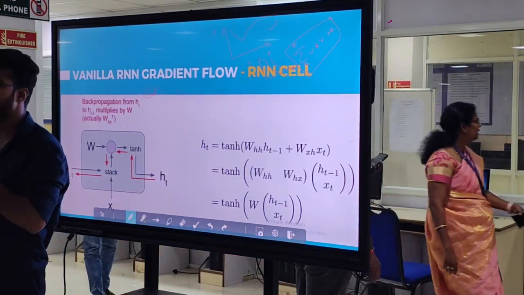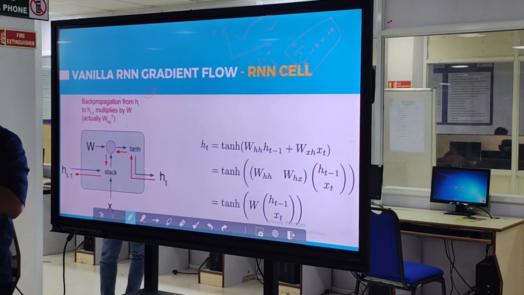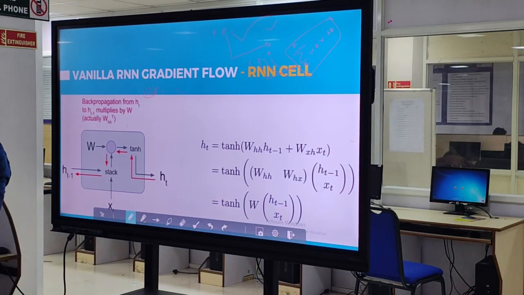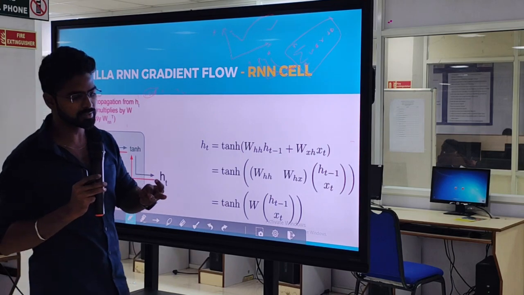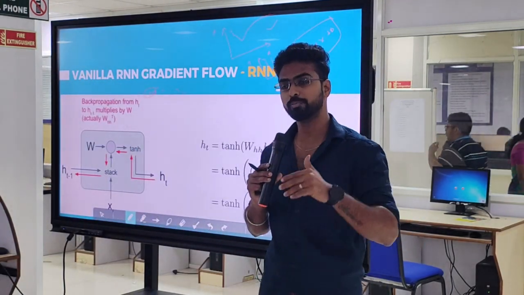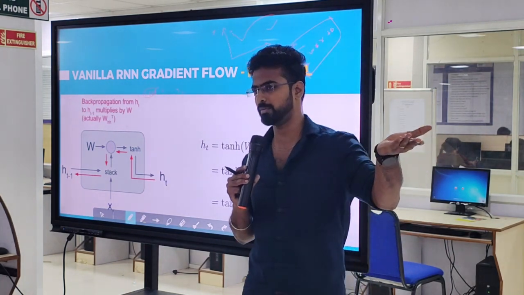In order to handle this, we have the concept called LSTM, long short term memory. This is how we brought the concept called LSTM as well as GRU. So we'll discuss one by one. Vanilla RNN gradient flow. LSTM came in the time of 2013. Before that we had the RNN architecture available.